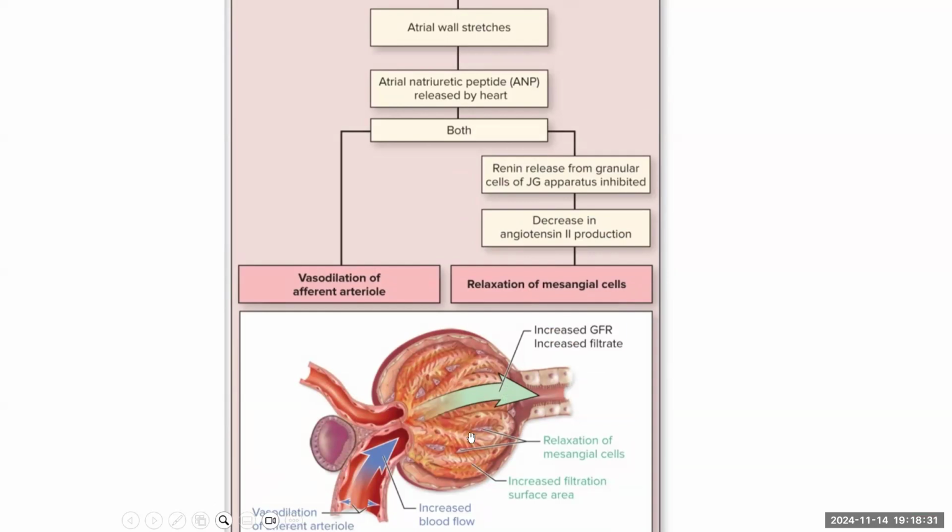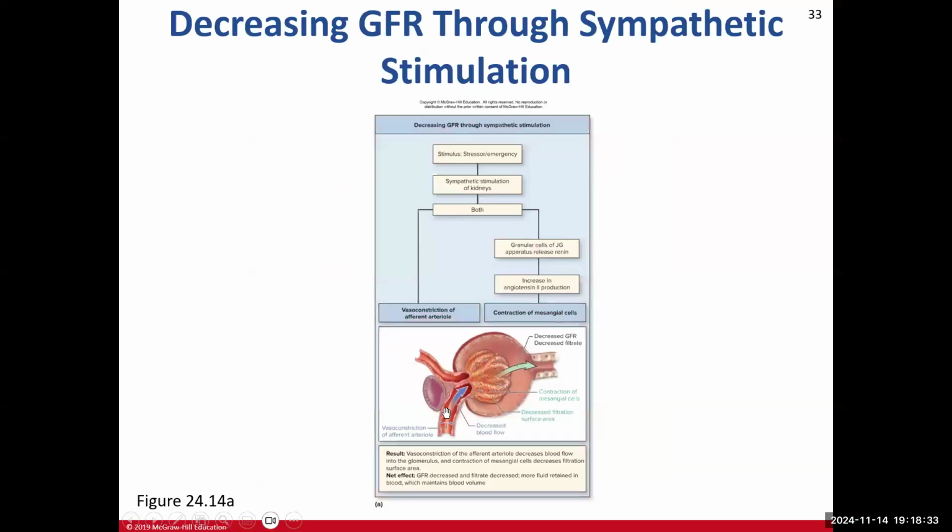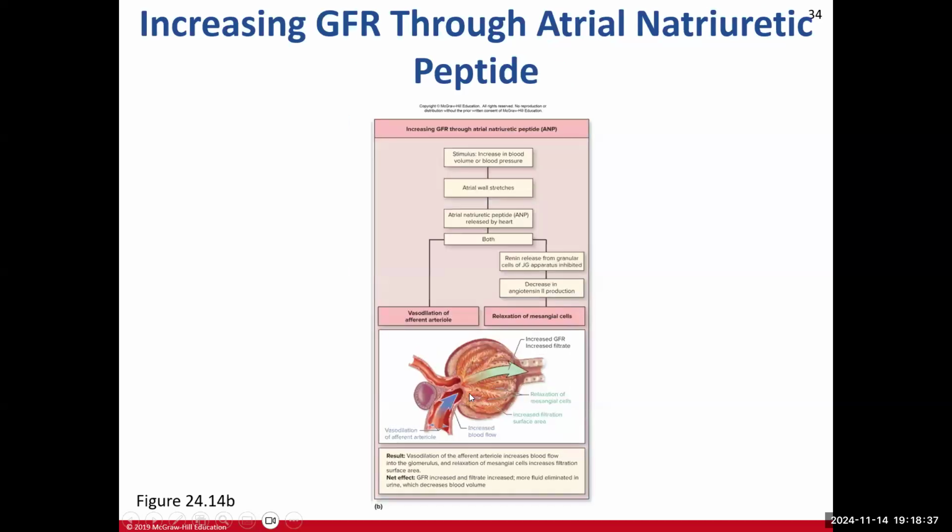Look at the size of this thing compared to the other one. This one's all small. This one's nice and big. So our surface area has grown, so more things can leave our glomerulus, more fluid leaves. So it means we're going to be forming more urine, which means we're going to be decreasing our blood volume, which means we're going to be decreasing what? Blood pressure. Good.